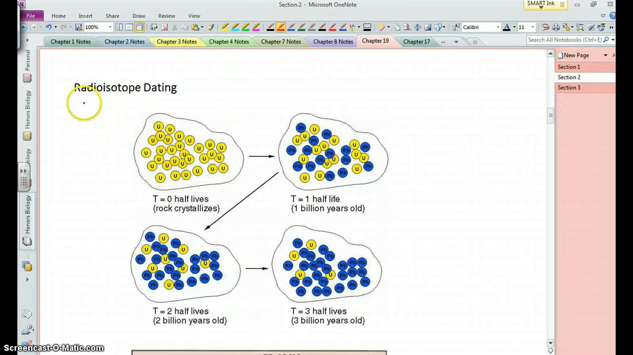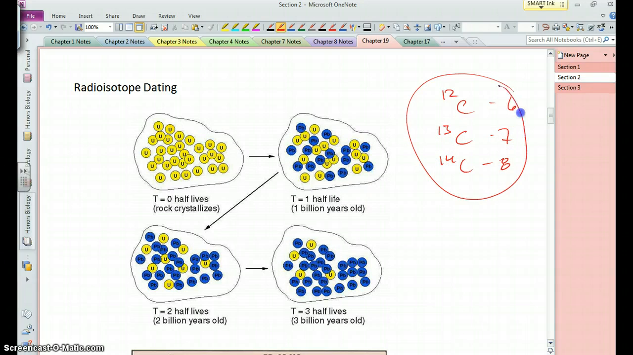Well, we use what's called radioisotope dating, in which we look at isotopes. You remember isotopes are forms of elements that have various numbers of neutrons. And so, for example, with carbon-12, that's the basic carbon that has 6 neutrons. But then you can have carbon-13 and carbon-14, which have 7 and 8 neutrons. And so these are the various isotopes of carbon.